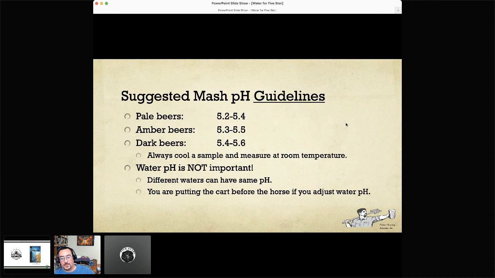Again, water pH is not important. Different waters can have the same pH, and if you try to adjust your water based on pH, you're generally putting the cart before the horse. You're doing it backwards, okay? Adjust your water based on its mineral content, not its pH.